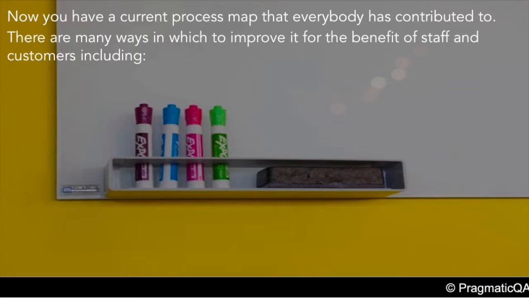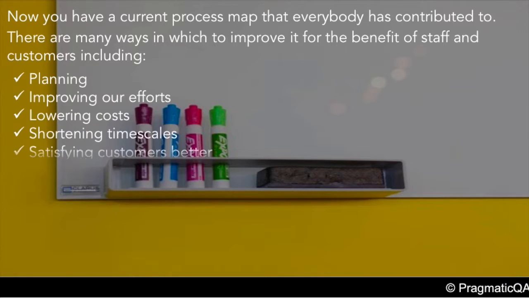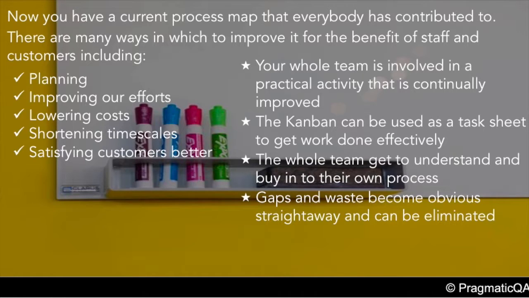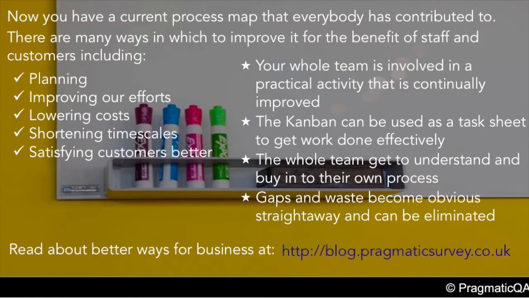There are many ways in which to improve it for the benefit of staff and customers, including planning, improving our efforts, lowering costs, shortening timescales and satisfying customers better. Your whole team was involved in the practical activity and it's continually improved. Kanban can be used as a task sheet to get work done effectively, and the whole team gets to understand and buy into their own process. Gaps and waste become obvious straight away and can be eliminated.